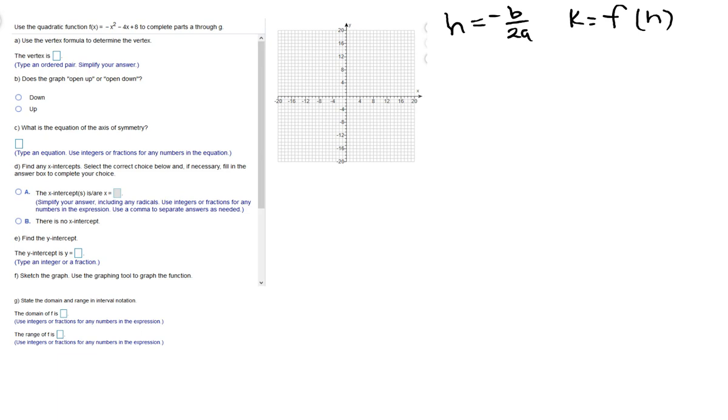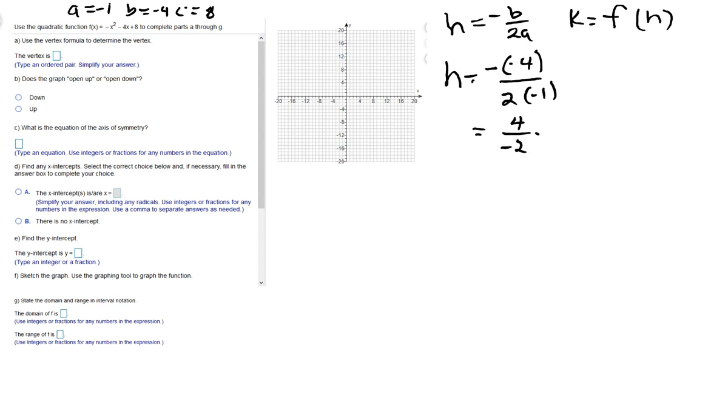So for the quadratic function that we have, a is the coefficient of the squared term, which is -1, b is the coefficient of the x term, which is -4, and c is 8. So to find the x-coordinate of the vertex, we're going to do -(-4) over 2 times -1. That simplifies to be +4 over -2, which is -2. So we've got our x-coordinate of the vertex.